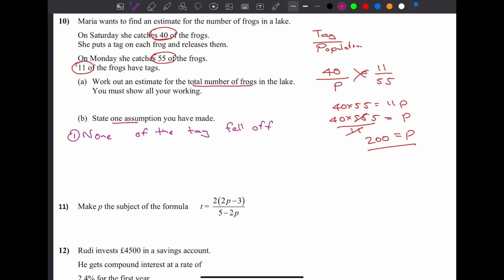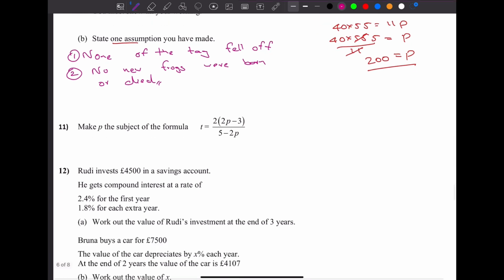Now, if it was a die, then you say none of the die got erased. And then because it's to do with population, you could also say no new frogs were born or died. No frogs were born, or no frogs died within that particular region. This would give you either one of those. Memorize both of them like that.